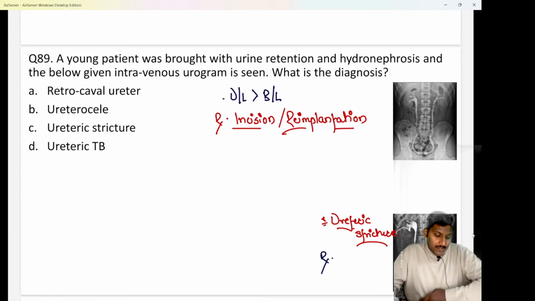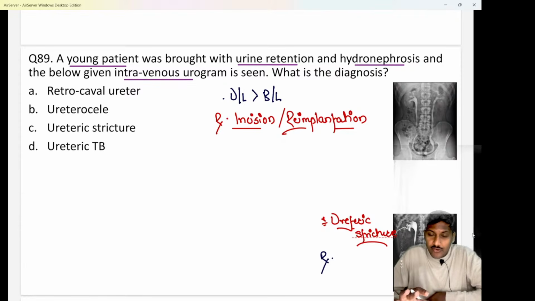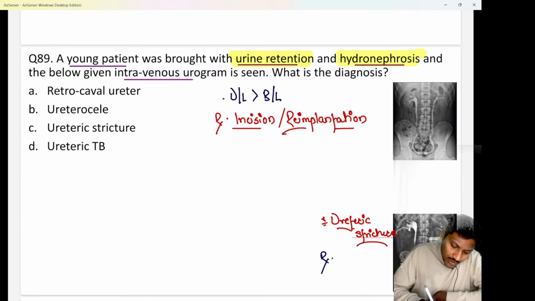Next is question number 89. Here we have a young patient brought to you with complaints of urine retention along with hydronephrosis, and the intravenous urogram below is shown. What is the likely diagnosis? This is a favorite picture of the FMGE exam among intravenous urograms. Here they are saying there is urine retention along with hydronephrosis, and the intravenous urogram is shown below.